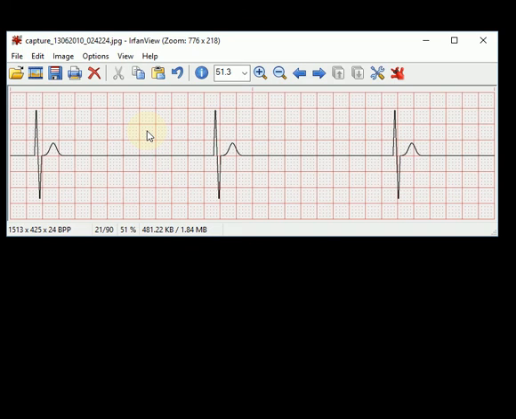I've only got two gaps in here, but if I even count blocks here, that's going to be 1, 2, 3, 4, 5, 6, 7, 8, 9, 10, 11 large blocks. And again, 1, 2, 3, 4, 5, 6, 7, 8, 9, 10, 11 large blocks. So it's the same distance between those. I have a regular R to R.